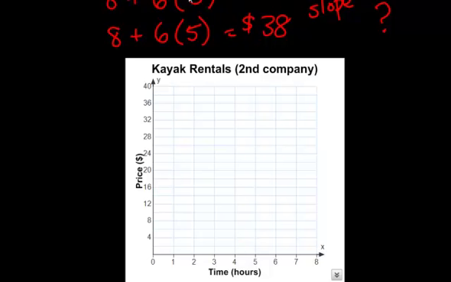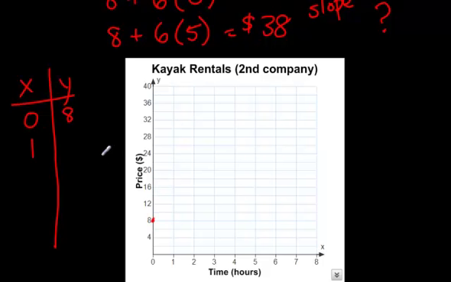So, let's get our pen ready. Let's use red. Okay. If you agree to rent a kayak, you agree that it's $8 no matter what. If you go for 0 hours, it costs $8. If you go for 1 hour, how much does it cost? Well, it costs $8 plus another 6. What's 8 plus 6? 14. Okay? So remember 14's right here.